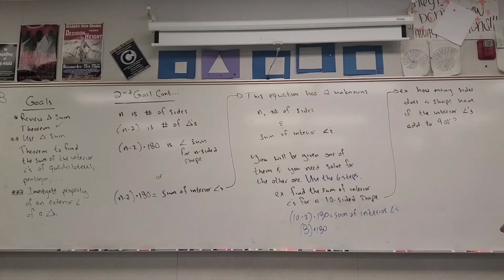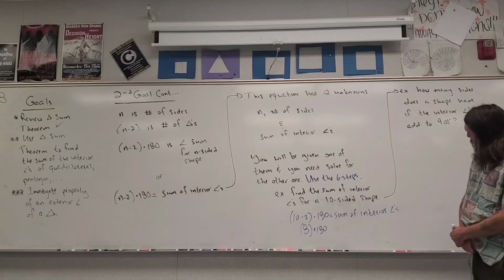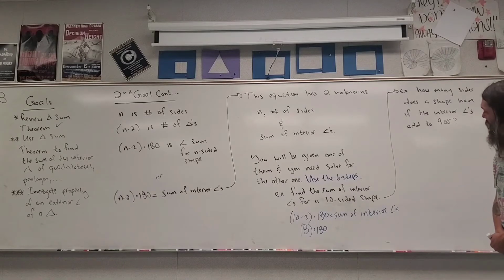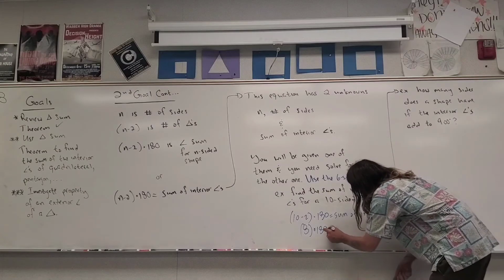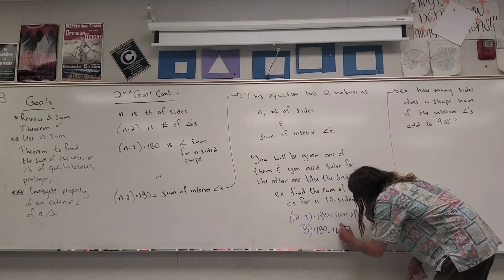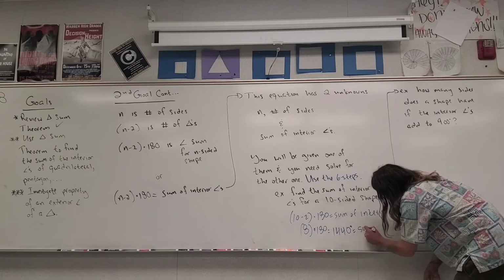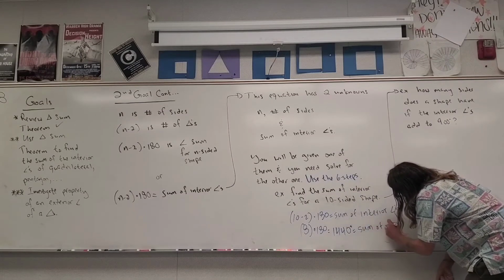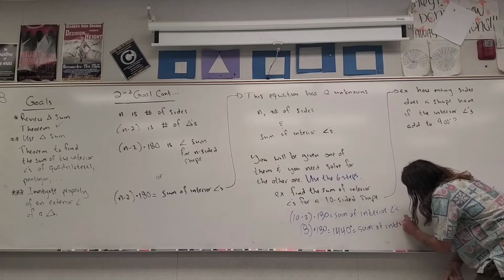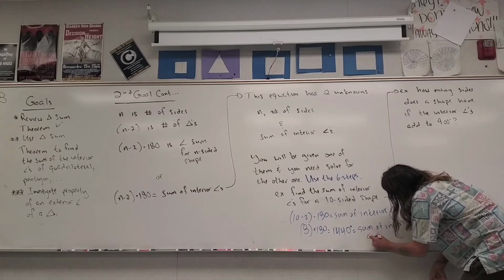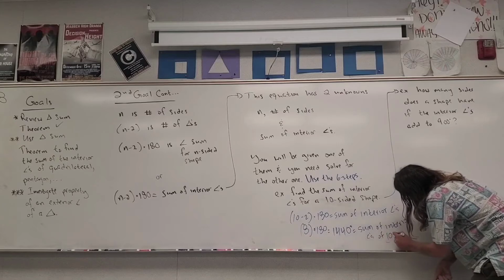8 times 100 is 800. 8 times 80 is 640. So that becomes 1,440 degrees. So 1,440 degrees is equal to the sum of the interior angles of the 10-sided shape.